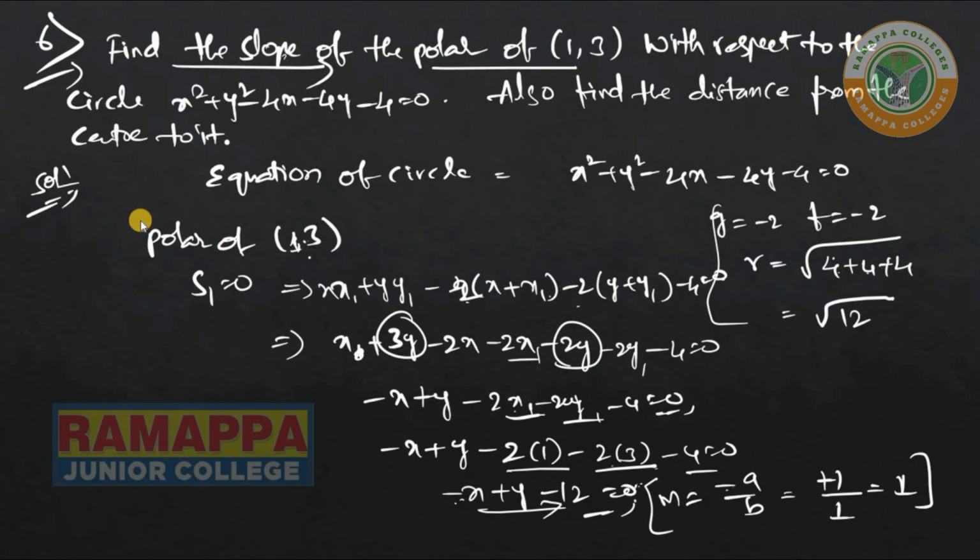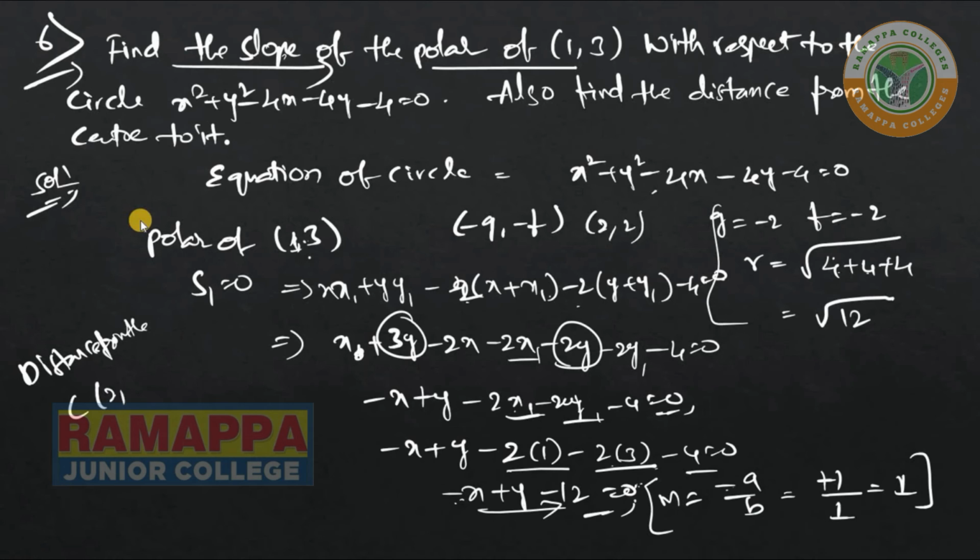So he is asking us for the distance from the center C. Center of the circle is how much? Minus g comma minus f, no? So from this we will get g comma f, so the center C is 2 comma 2 here.